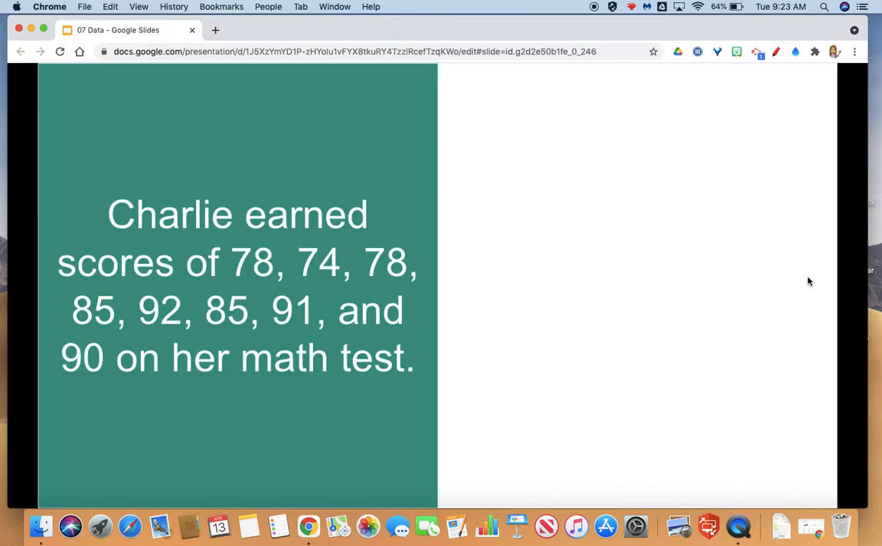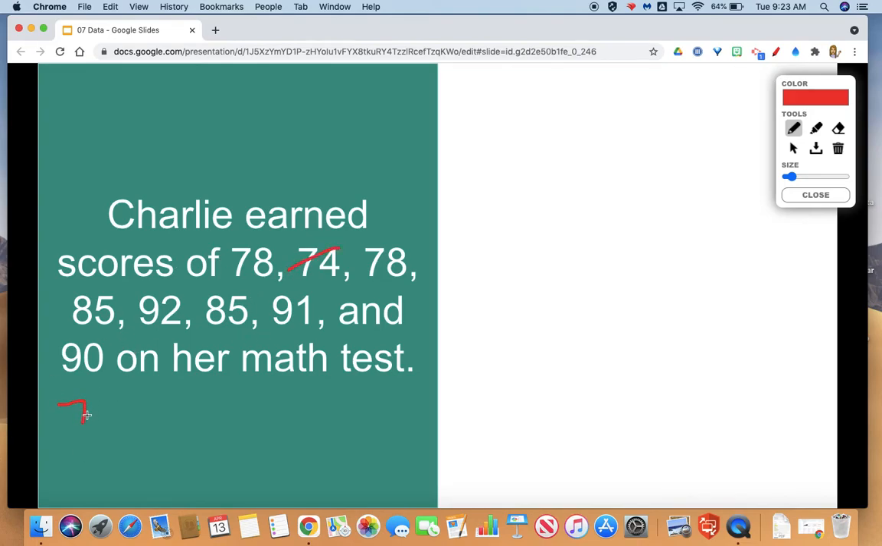Let's practice finding all of those landmarks, including the upper and lower quartiles, our new landmarks. So these are Charlie's scores. We're going to go ahead and order these from least to greatest before we get started. My smallest score is 74. Then it looks like she has 2 78s.